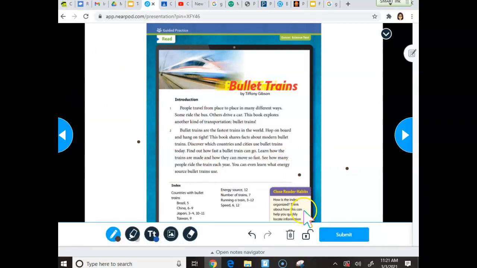All right, it says, how is the index organized? Think about how this can help you quickly locate information you need. All right, so how is it organized, guys? It's in ABC order, so it starts out with a C. Countries with bullet trains. Let me use a highlighter instead of this.